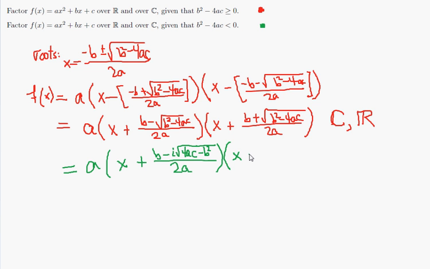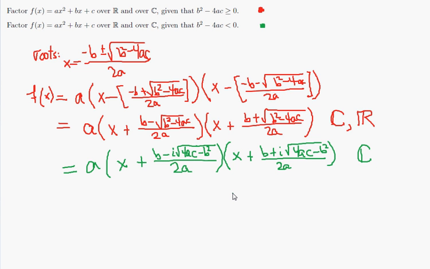And then x plus b plus i square root of 4ac minus b squared over 2a. And this would be the factorization over the complex plane.